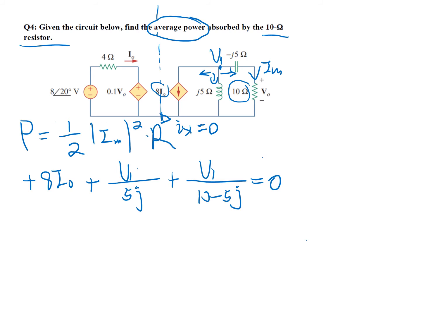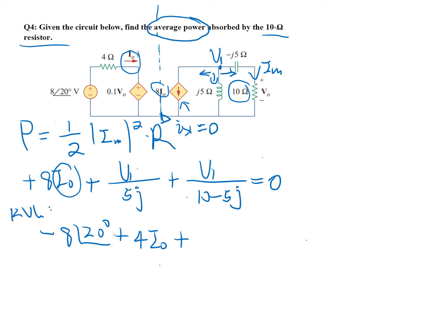Well, we can see that we have an I0. That's because we have a dependent current source here. So we need to find out what's the value for I0. To find I0, we can see that I0 is actually the current for this loop. So what we can do is to perform KVL here. That's negative 80 angle of 20 degrees plus 4 I0 plus 0.1 V0 is equal to 0.